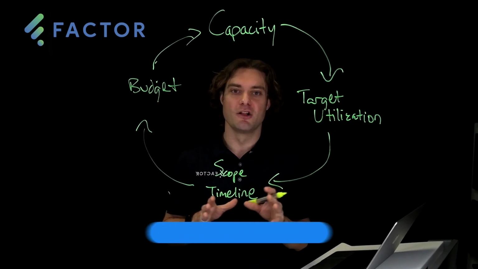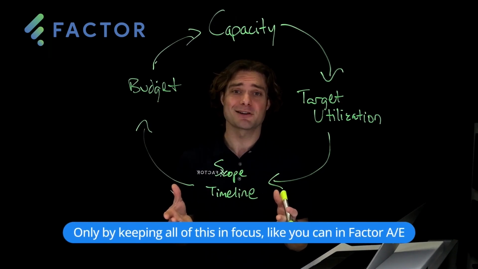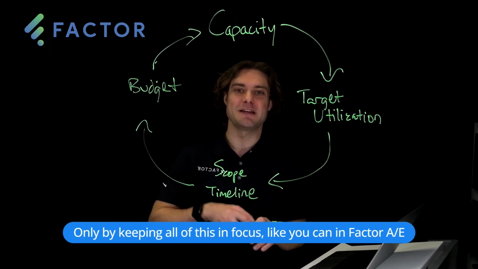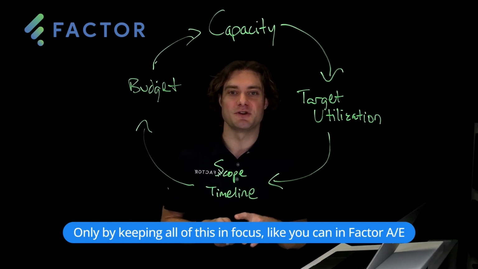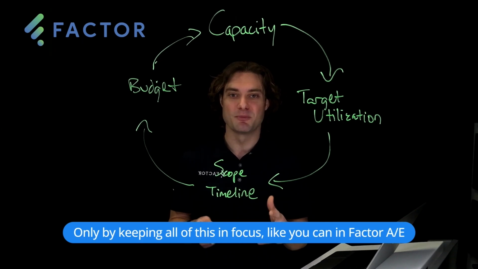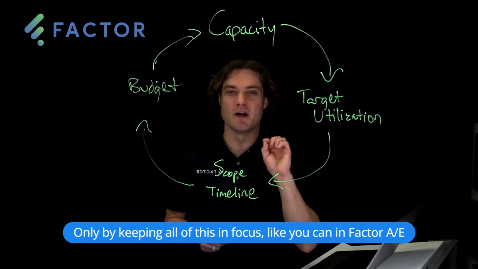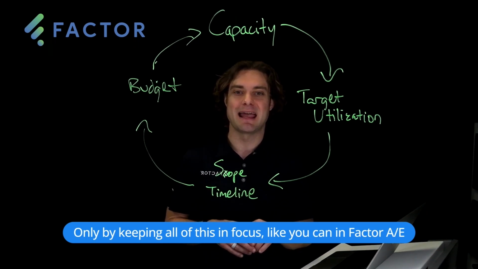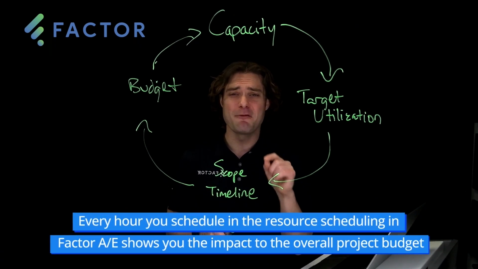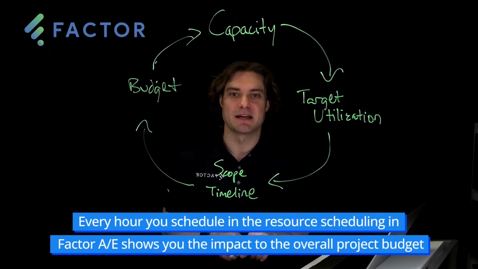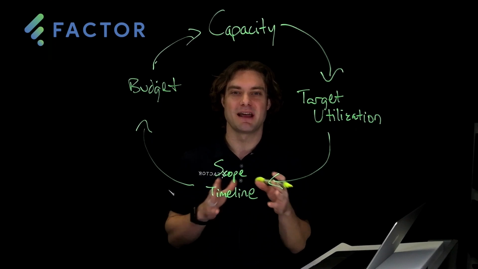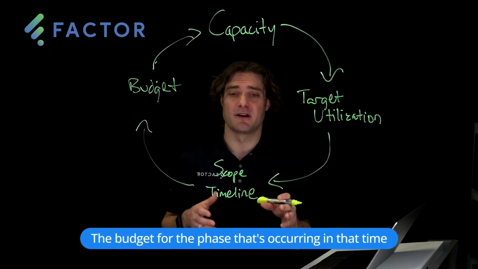Only by keeping all of this in focus, like you can in Factor, are you able to see whether you're overscheduling teams' capacity, still hitting their target utilization so your firm is going to bring in the revenue that it's capable of bringing in on a monthly basis, while still hitting client scope deadlines on the timeline that they expect, and maintaining budget. Every hour you schedule in the resource scheduling in Factor shows you the impact to the overall project budget and even the budget for the phase that's occurring in that time.